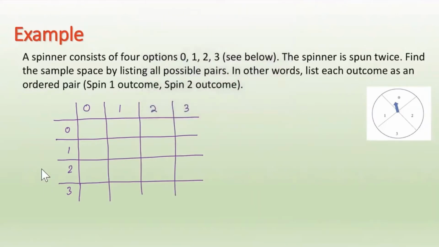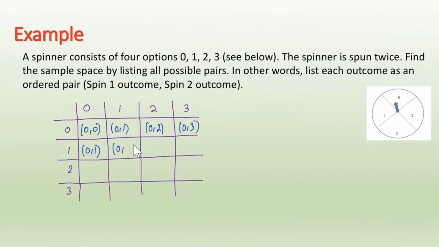Now, the possible outcomes are, the first one can be 0 and 0. That is 0 on the first spin and 0 on the second. Then you may get 0, 1. That is 0 on the first and 1 on the second. Then 0, 2, and 0, 3.